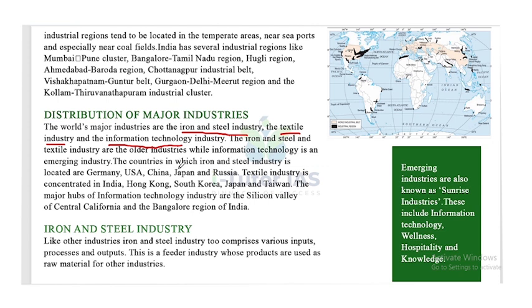The countries in which iron and steel industry is located are Germany, USA, China, Japan and Russia. So these are the countries where iron and steel industries are located. Textile industry is concentrated in India, Hong Kong, South Korea, Japan and Taiwan. The major hubs of information technology industry are the Silicon Valley of Central California and the Bangalore region of India. Okay, so in India, the Bangalore region is one of the major hubs for information technology industry.